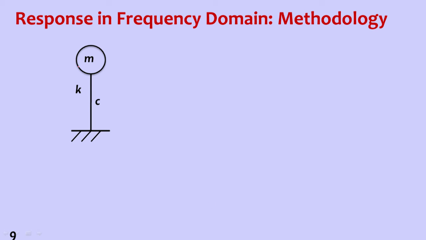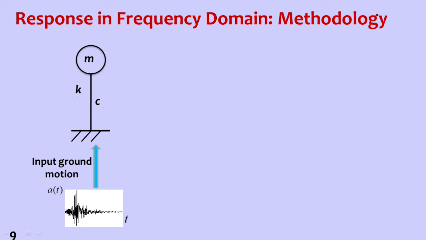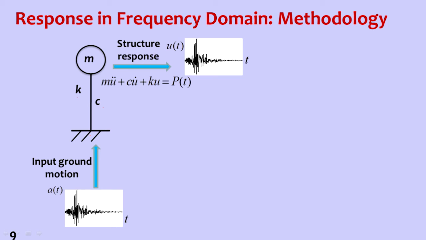So this is a structure which is having mass, damping and stiffness. So three parameters: mass of the structure, damping of the structure and stiffness of the structure. If we give input ground motion to this structure, then we get response of the structure in time domain. So how we get that is m u double dot plus c u dot plus k u is equal to p of t. So input motion is given here as p(t).